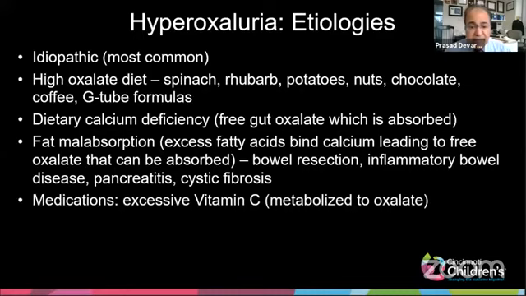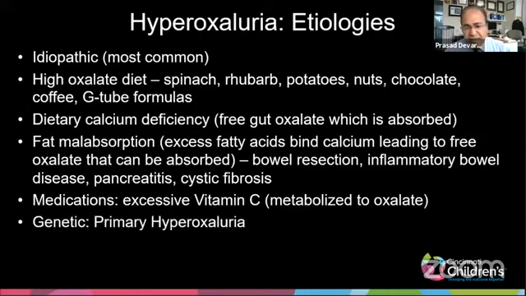And then there are some medications, especially excessive vitamin D, vitamin C. Vitamin C is actually directly metabolized and converted to oxalate by the liver. And so that can cause high oxalate levels. And then there are rare causes like primary hyperoxaluria, which are genetically determined.